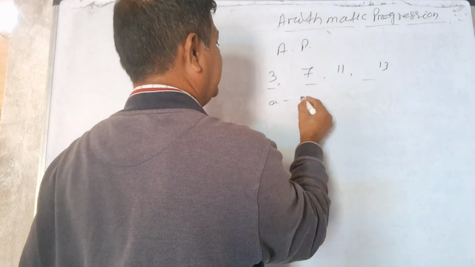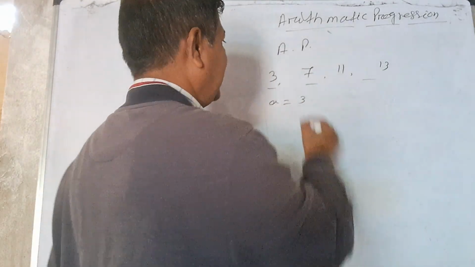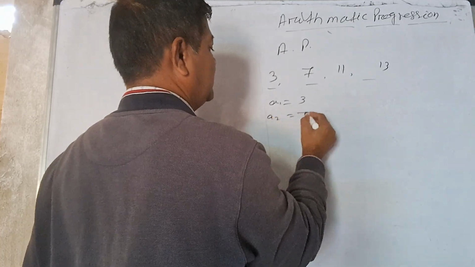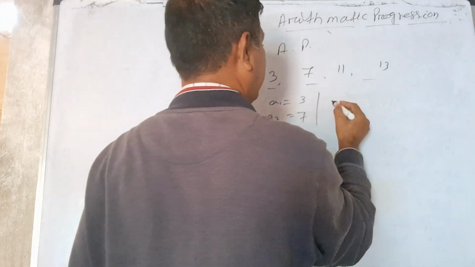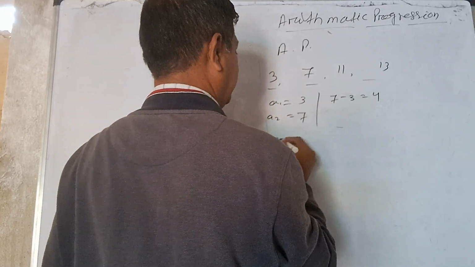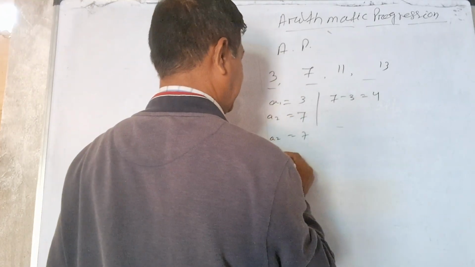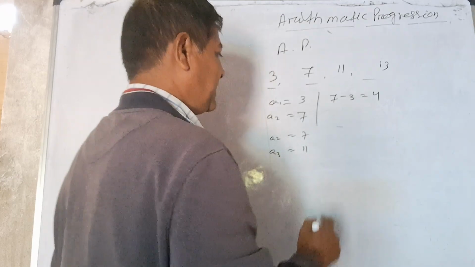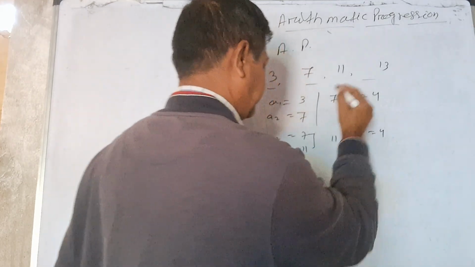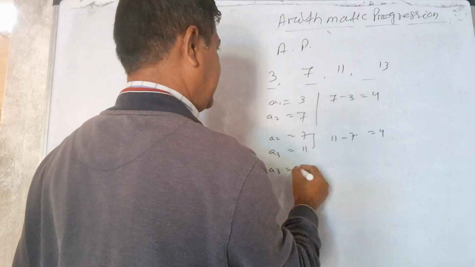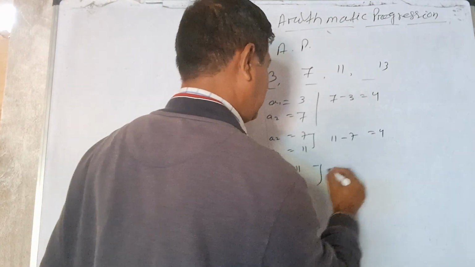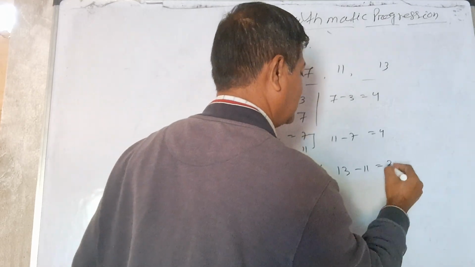First term a1 is equal to 3, second term a2 equals 7. The difference between a2 and a1, 7 minus 3 equals 4. Similarly, a2 is 7, a3 equals 11. The difference, 11 minus 7 equals 4. Similarly, a3 equals 11, a4 equals 13. The difference, 13 minus 11 equals 2.